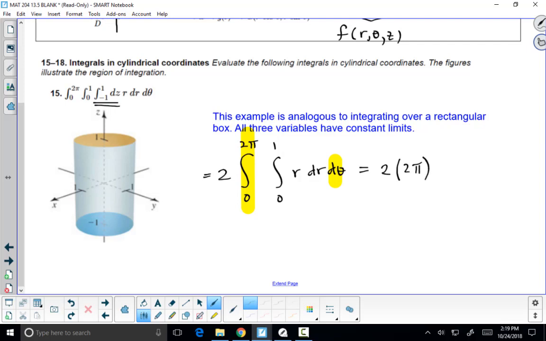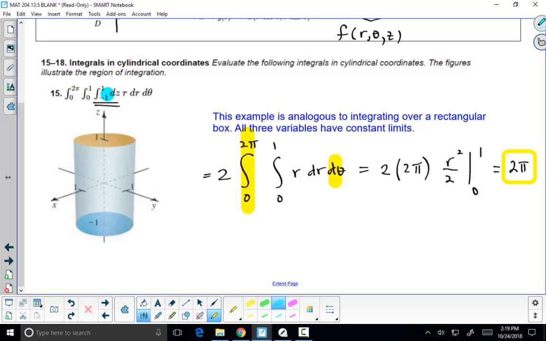And then we integrate with respect to r. We get r squared over 2, 0 to 1. So our final answer is going to be 2 pi. And that is representing the volume of this cylinder. It's representing the volume of the cylinder because there is no function in here. The function is just 1. So that means it's representing volume.